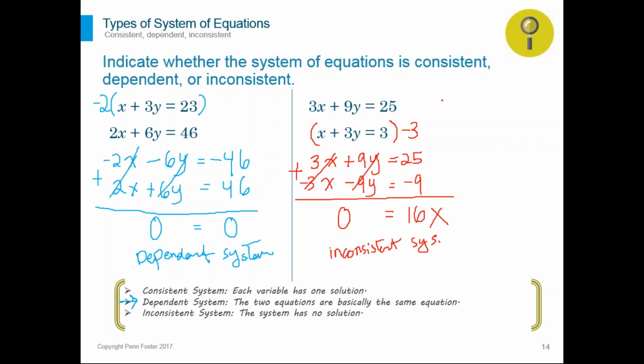There is no way that when you multiply 3x plus 9y gives you 25, and with those same values, you add the x plus 3 times the value of y should give you 3. It will never happen. So this is the example of an inconsistent system. Questions?